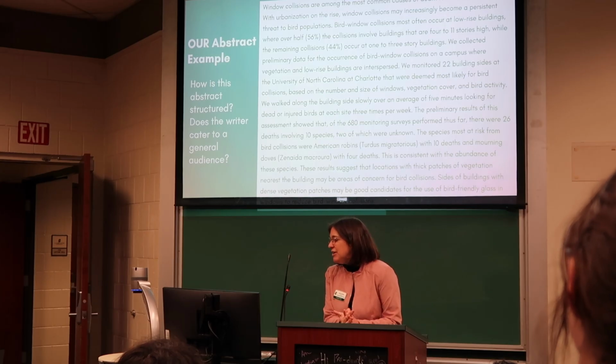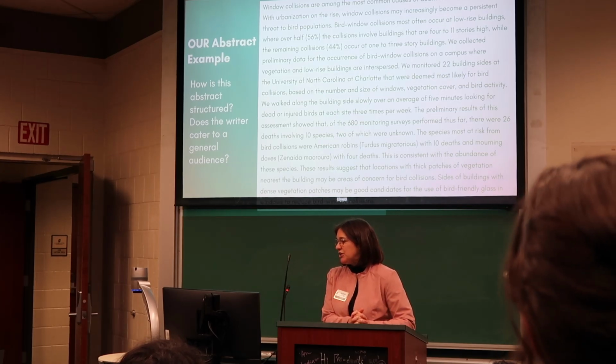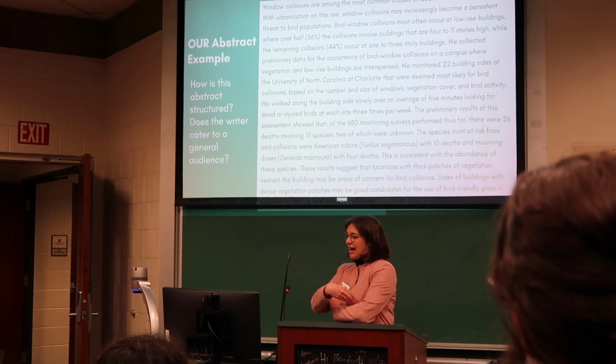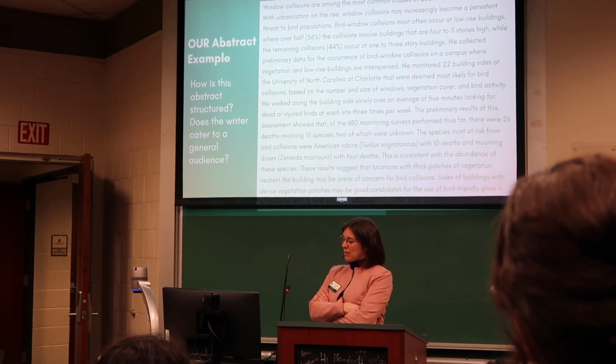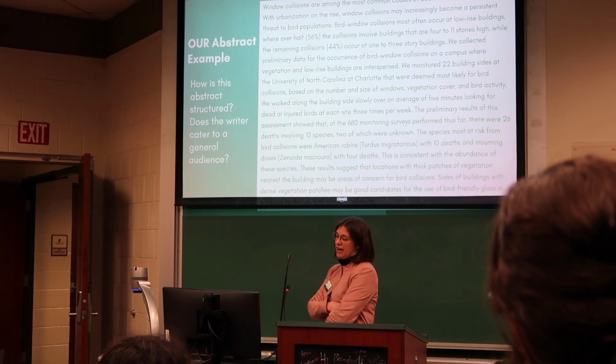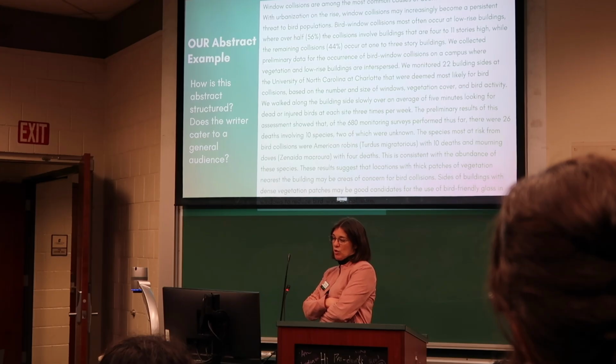We collected preliminary data for the occurrence of bird window collisions on a campus where vegetation and low-rise buildings are interspersed. We monitored 22 building sites at the University of North Carolina at Charlotte that were deemed most likely for bird collisions, based on the number and size of windows, vegetation cover, and bird activity. We walked along the building's side slowly over an average of 5 minutes looking for dead or injured birds at each site 3 times per week.